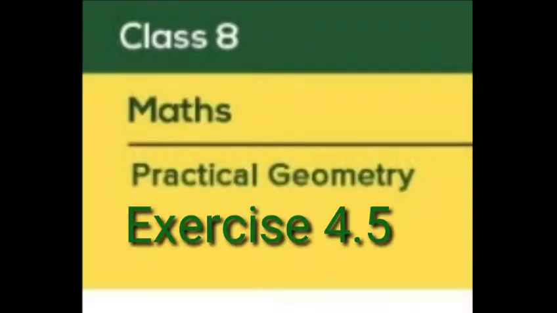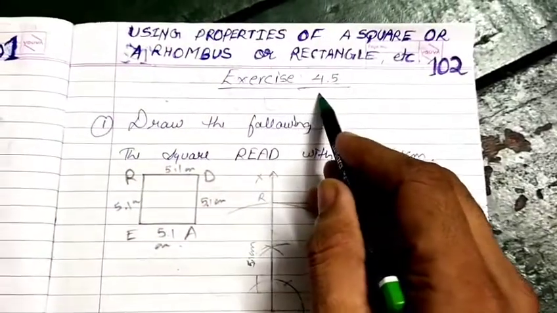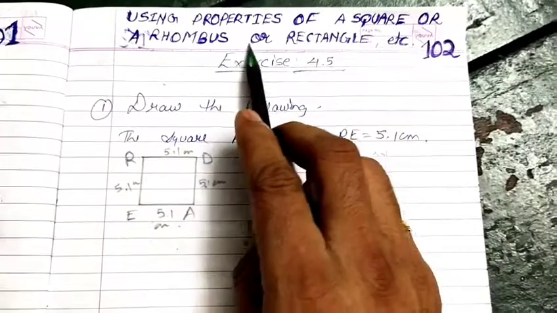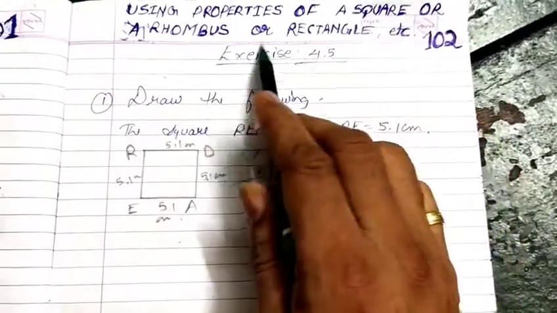In this video, we will do exercise 4.5 of practical geometry. Now let us start exercise 4.5 using the properties of a square or a rhombus or a rectangle.